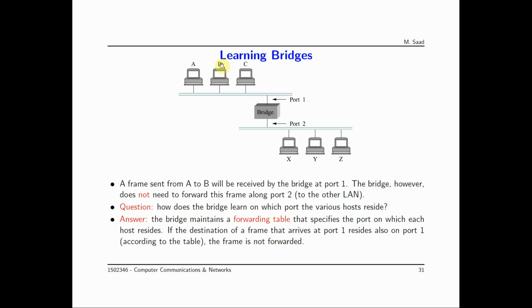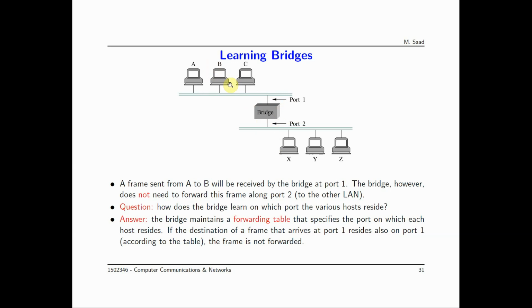Now let's think about this frame. This frame is transmitted by A. It travels through this LAN. Who receives this frame? B and C, because they're connected to the same LAN, and the bridge from port 1. So question, is it really necessary that the bridge forwards the frame? The answer is no. Simply because the destination got the frame already.